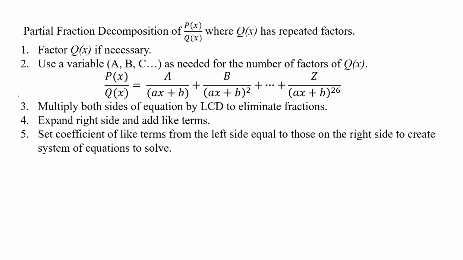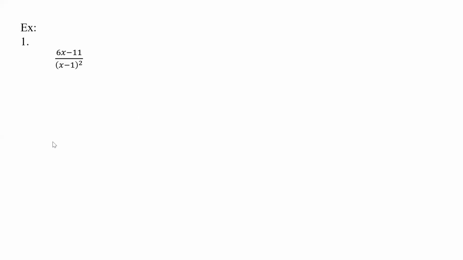All right, then we're going to multiply both sides of the equation by the LCD again to eliminate any fractions. Expand our right side, add like terms, and then we set the coefficients of like terms from the left side equal to those on the right to create a system of equations to solve. So of course, the first one they give us is going to have something factored.